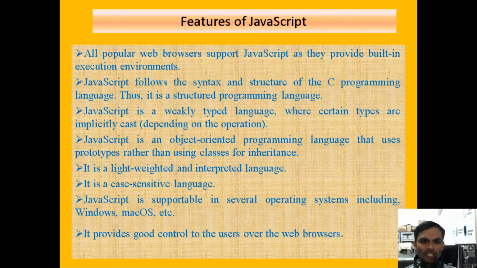JavaScript is a weakly typed language where certain types are implicitly cast depending upon the operations. JavaScript is a case-sensitive language. JavaScript is an object-oriented programming language, but it is not purely object-oriented, it is object-based. In JavaScript, classes will not be there. We create with the help of objects, and with the help of the objects we call the function or method.